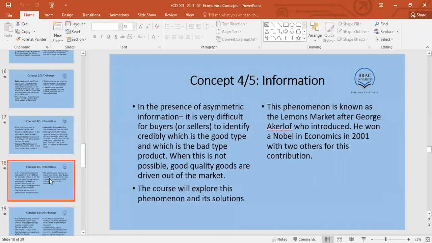Also, in the presence of asymmetric information, this is very difficult. Okay, why do I say quality? There are some goods where we can identify the quality at the time of the transaction, but there is a second problem. It is called moral hazard. Okay? We cannot identify the performance until and unless we have used it.